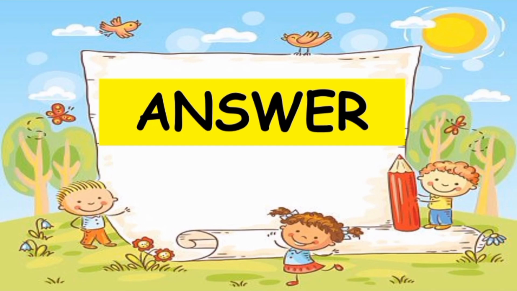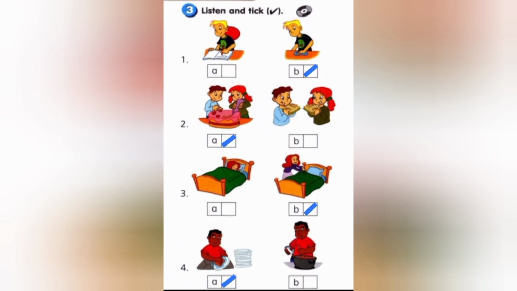Answer. Jawaban. 1. B. Cleaning. 2. A. Making a cake. 3. B. Making the bed. And 4. A. Doing the washing up.